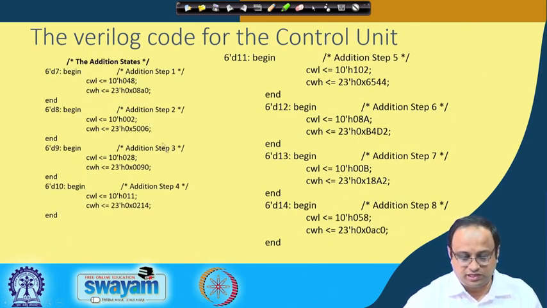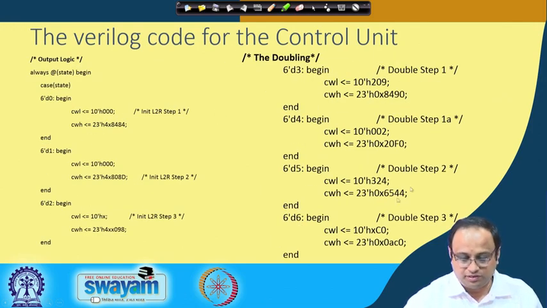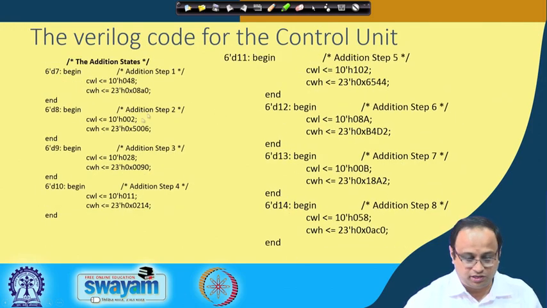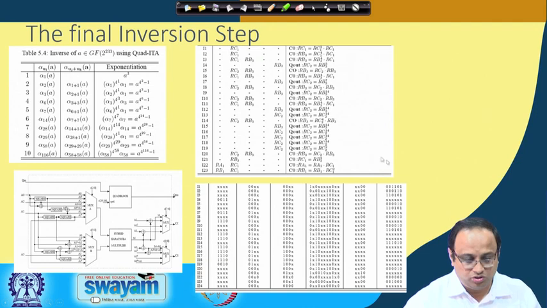Likewise, you can write this for all of them. These are the initial parts, these are the doubling parts, and this is the corresponding addition state. All of their control logic has been modeled in the Verilog code. Finally, we have an inversion step, because after you have done doubling and addition and the entire thing is ready, you need to do the inversion to get back the final results.